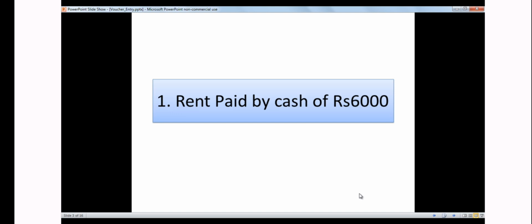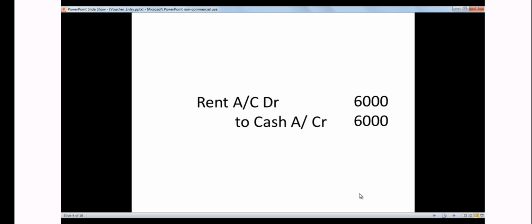The second important aspect is to understand the nature of those ledgers. Now rent has been paid, so this means from the company point of view, this is an expense. So here the third golden rule, that is debit all the expenses and losses and credit all the income and gains, will be applicable. Because rent is an expense, that will fall under debit, and definitely cash will be credit. So here we see rent account debit to cash account credit of 6,000. This is how this entry needs to be done.